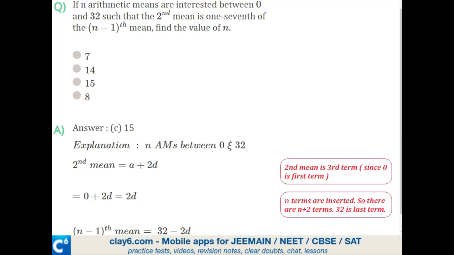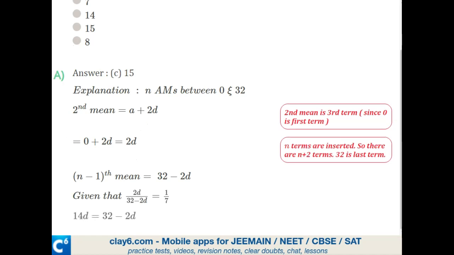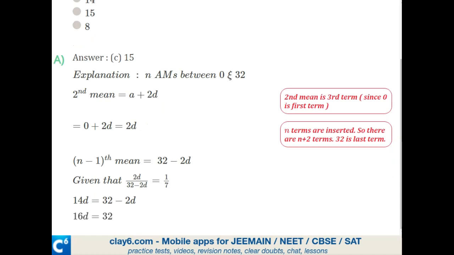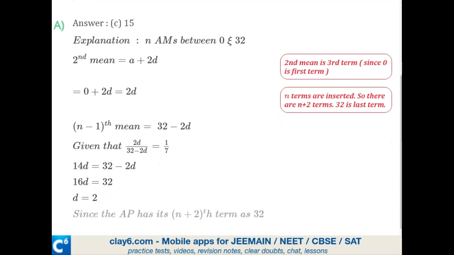So 32 being the last term, the n minus 1 mean is 32 minus 2d, because we are going two steps back, and d is the common difference. Now we have been given a relationship between them that their ratio is 1/7. So we set 2d divided by (32 minus 2d) equal to 1/7. It's one variable. We solve for it and we end up with d equal to 2.